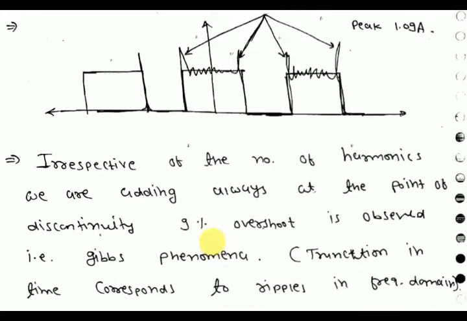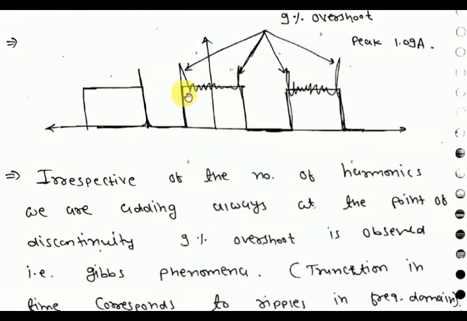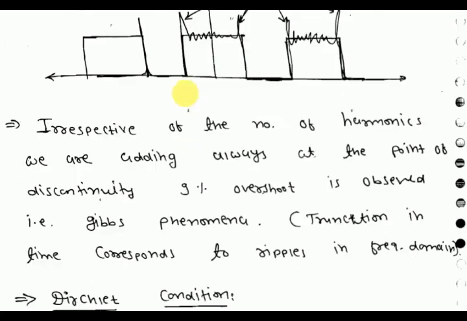Here we assume that we approximate it like the same sinusoid, which means truncation. So truncation in time corresponds to ripples in the frequency domain. If you approximate in the time domain, you are making an assumption in the time domain, so there will be error. The corresponding frequency domain will have ripples.